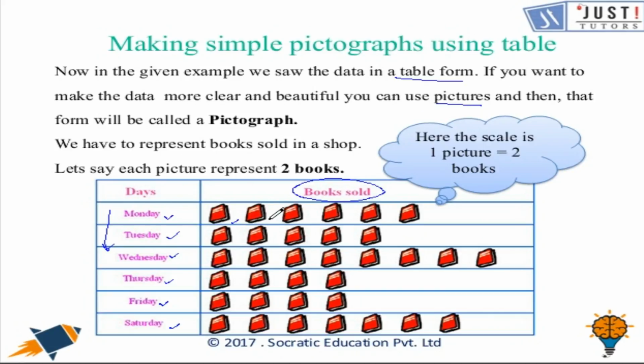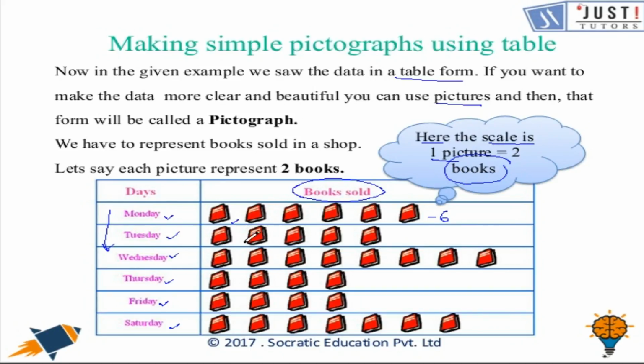So 1, 2, 3, 4, 5, 6. There are 6 books, right? But on one day 12 books were sold, isn't it? So that is where scaling comes into place. Here the scale is 1 picture represents 2 books.